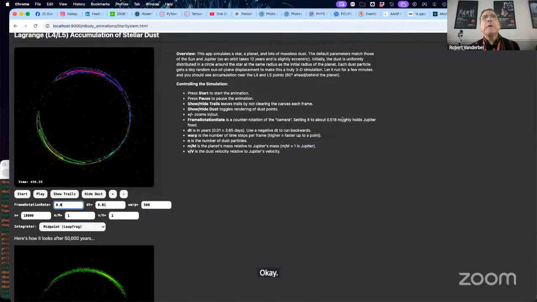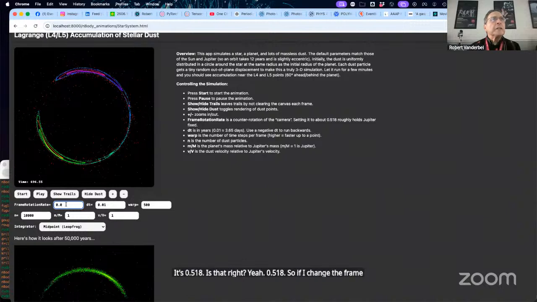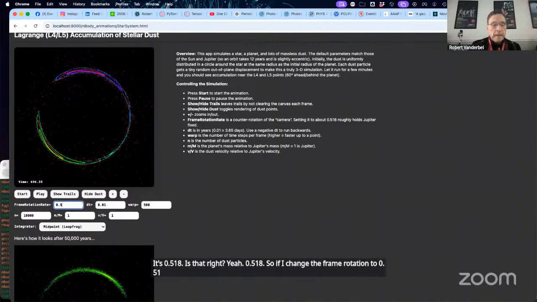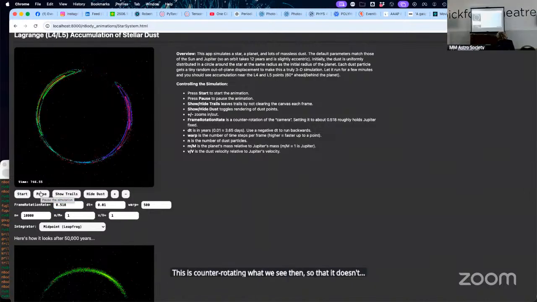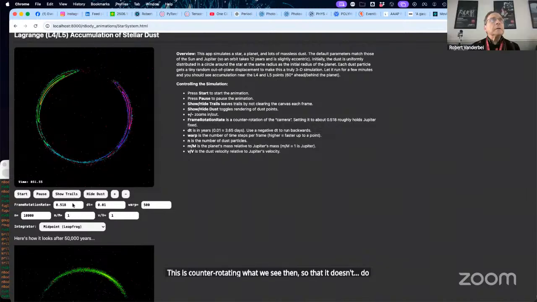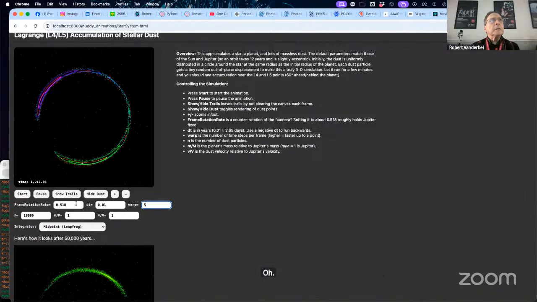It's 0.518. Is that right? Yeah, 0.518. So if I change the frame rotation to 0.518, this is counter-rotating what we see, so that it doesn't look... Oh, did you do it? Oh, maybe because this number is way too big. Oh, it didn't do it?